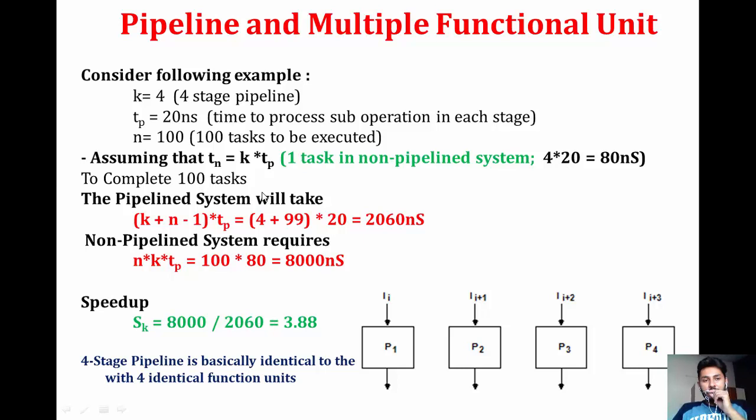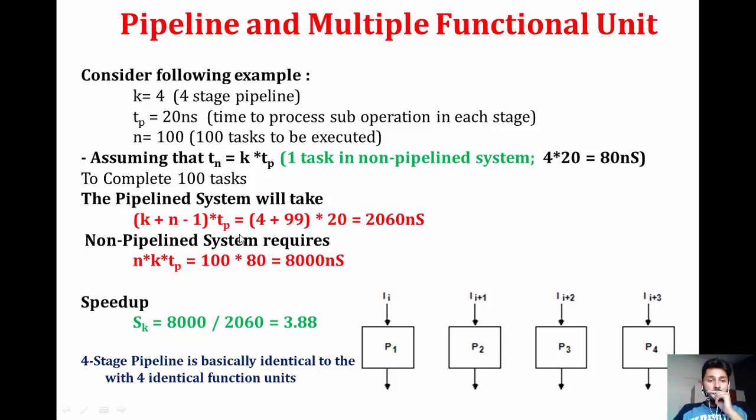To complete 100 tasks, the pipeline system will take k plus n minus 1. This is the formula that we derived in the previous slide. In this case, 4 plus n minus 1, and we are supposed to execute 100 tasks, so 4 plus 99, into 20. Each stage will take 20 nanoseconds, so 4 plus 99 into 20 equals 2060 nanoseconds. So to execute 100 tasks in a pipeline manner, it will take 2060 nanoseconds, right?